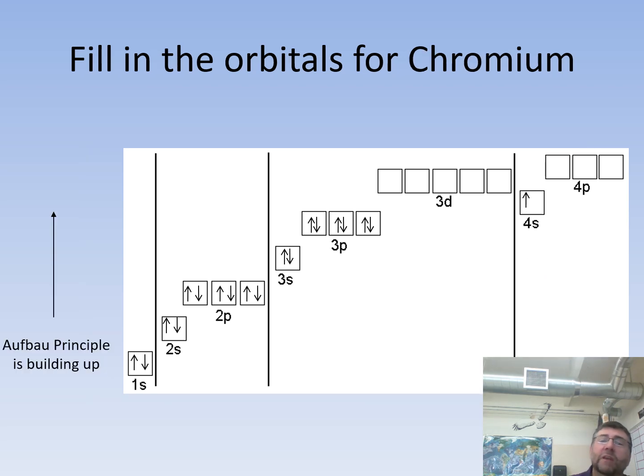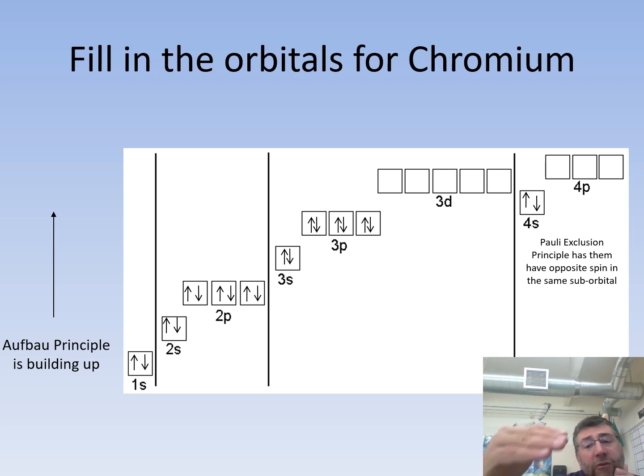All right, finally, let's finish off by going to chromium. So chromium is number 24 on the periodic table. So we're going to keep working our way across that row. And so after potassium, we go to calcium. Now we move to scandium, number 21. The next highest energy level is actually 3d. So we're going to put in our arrow here for 3d.